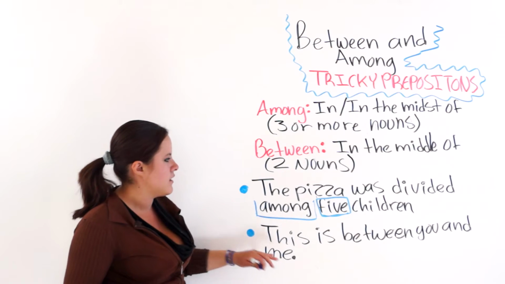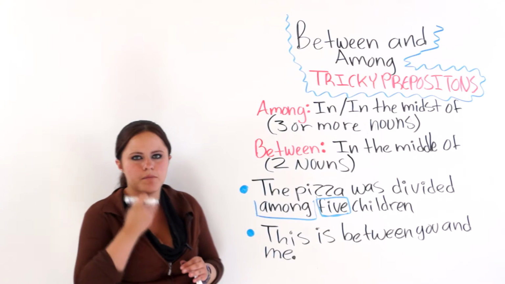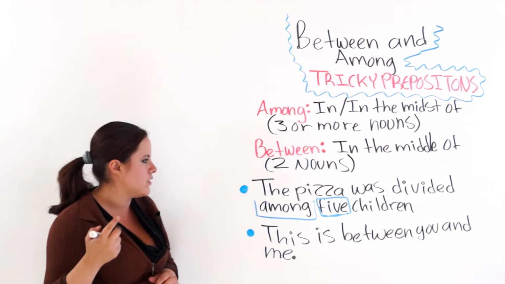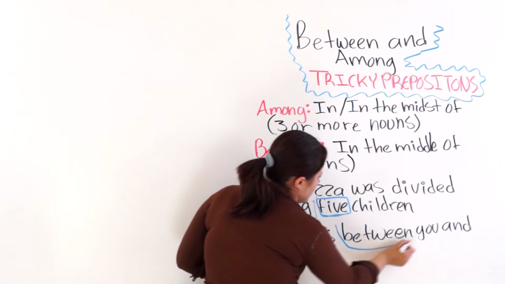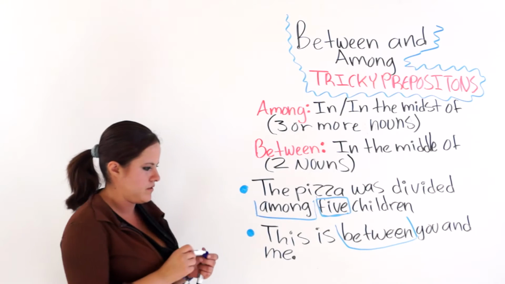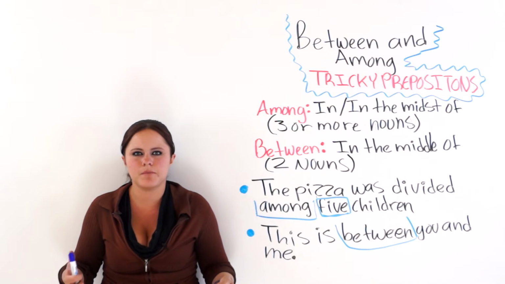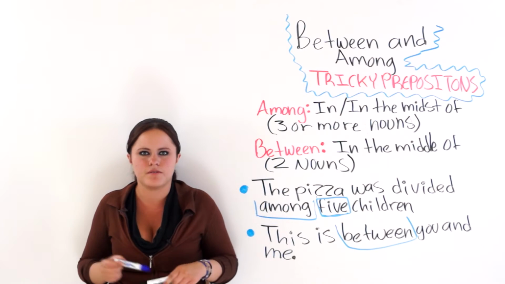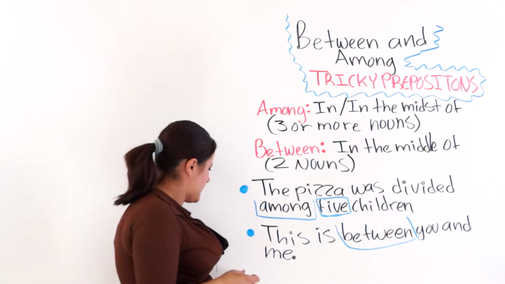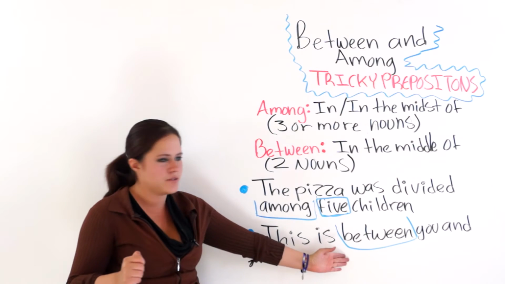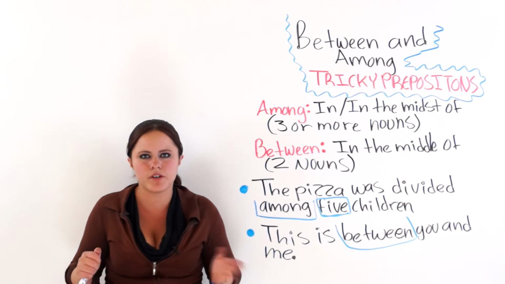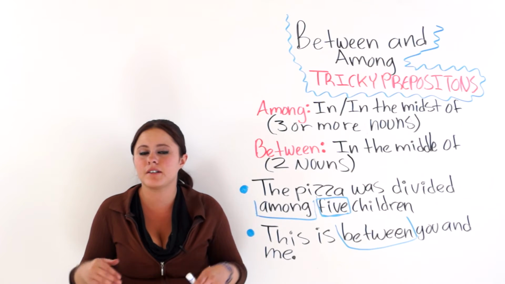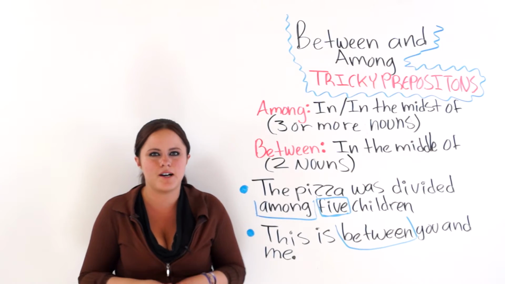And the next one says, this is between you and me. We are talking about two people, two nouns. So, therefore, we use between, in the middle of. Okay? You can also say, for example, I am between 2 markers. Well, between for 2 nouns, among for 3 or more nouns. Next, I will give you some more examples so that you can get a clearer idea on this topic.